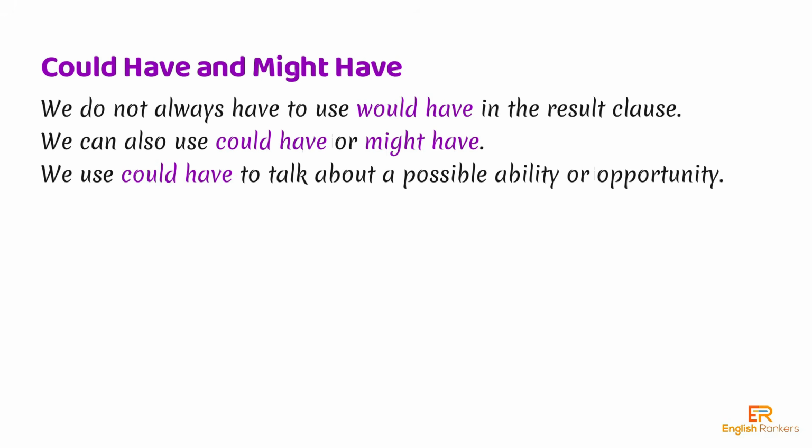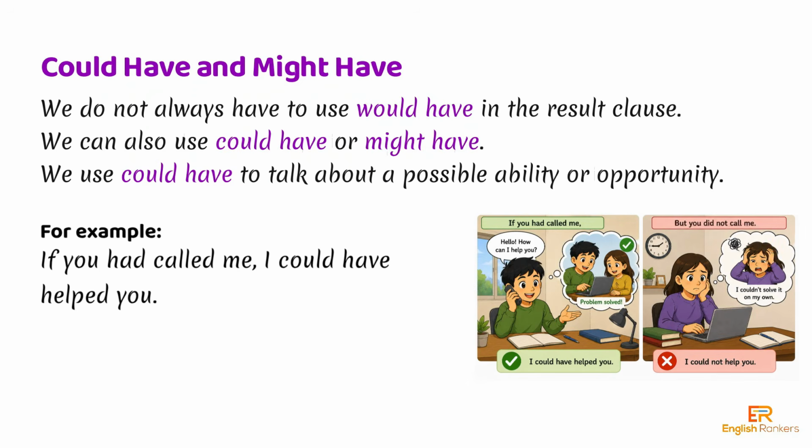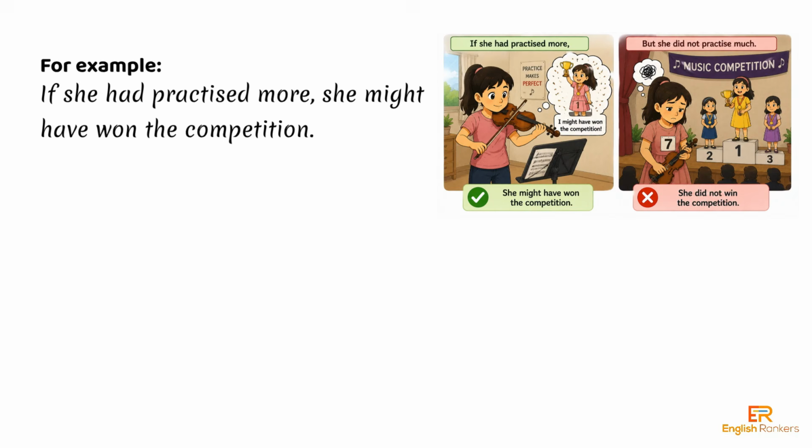We use could have to talk about a possible ability or opportunity. For example, if you had called me, I could have helped you. You did not call me. Therefore, I did not get the opportunity to help you. We use might have when the result was possible but not certain. For example, if she had practiced more, she might have won the competition. Winning was possible, but it was not guaranteed.